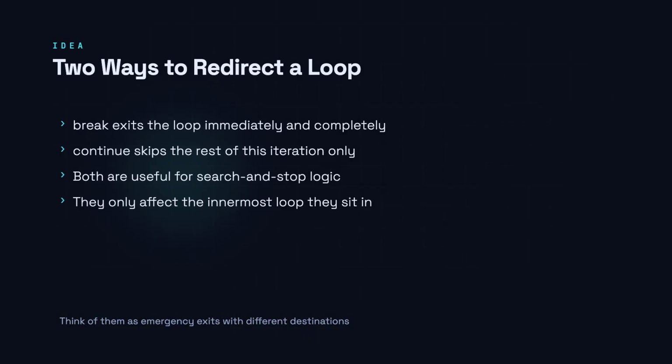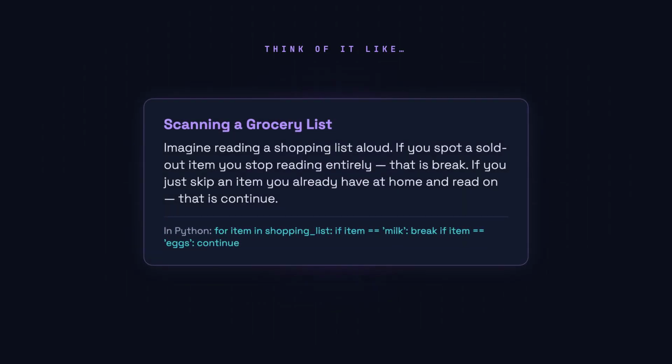Both keywords only act on the loop they are directly inside. Picture scanning a shopping list. Finding a sold-out item makes you stop altogether, break. Skipping something already in your fridge means you move on to the next item, continue.